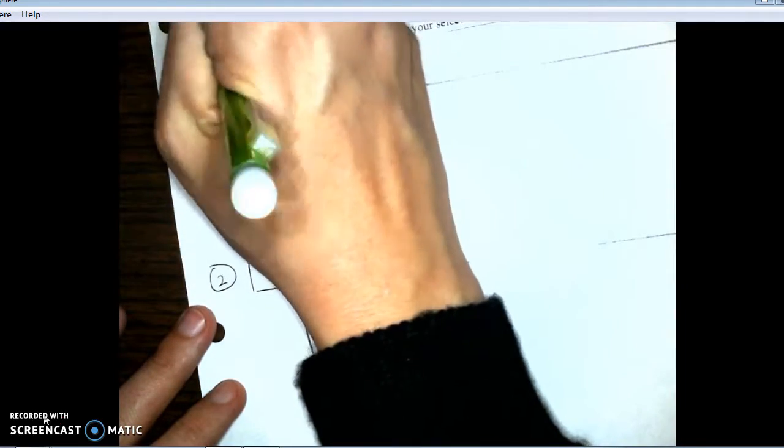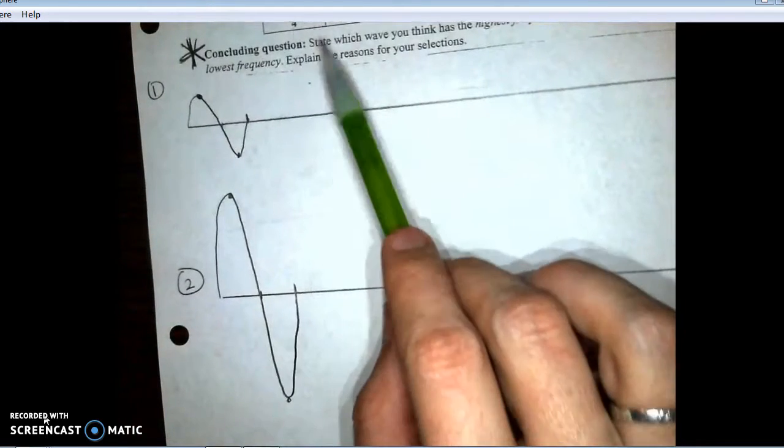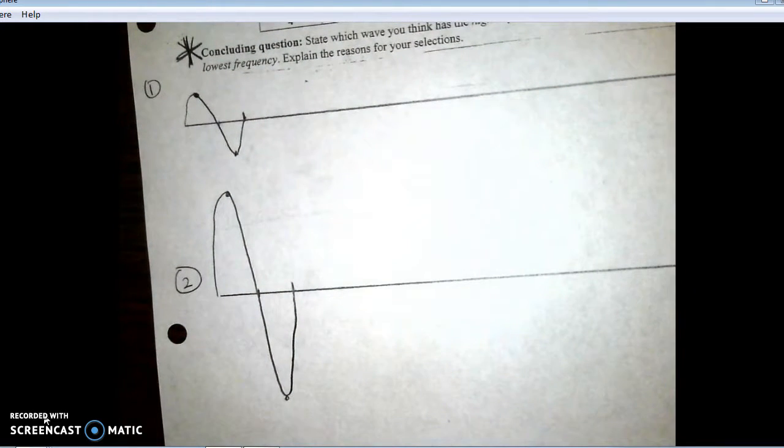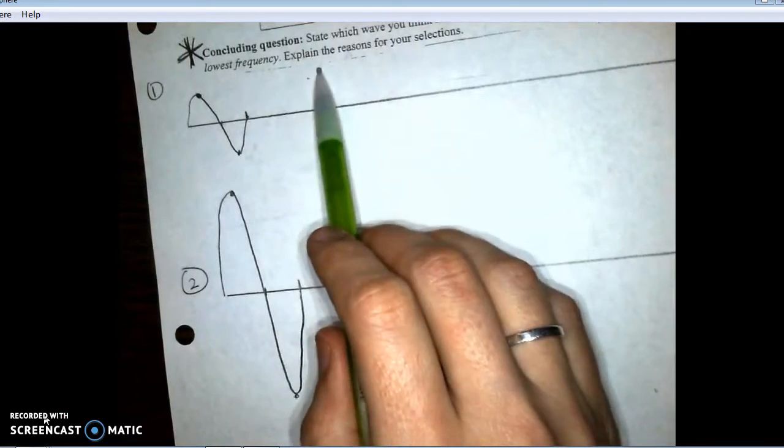Okay, so I'm going to leave you with 3 and 4. If you run out of room, you can attach a sheet of notebook paper. But I also want to mention here, once you have finished drawing all 4 waves, make sure to answer this question, and then make sure to also explain your reasoning.